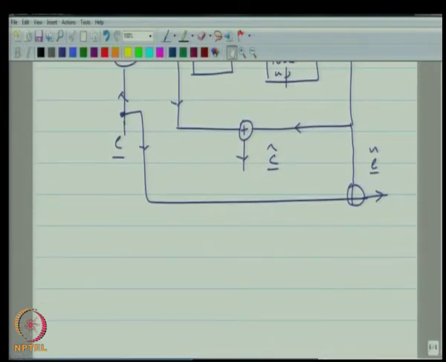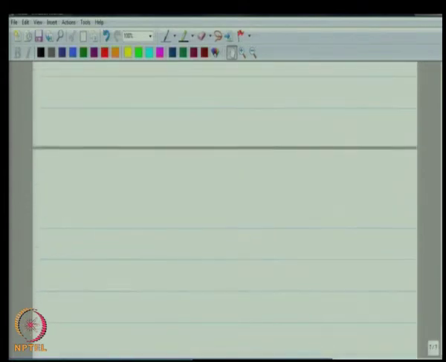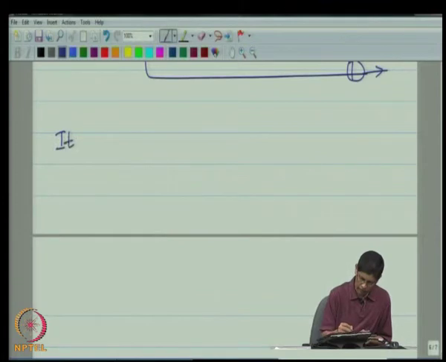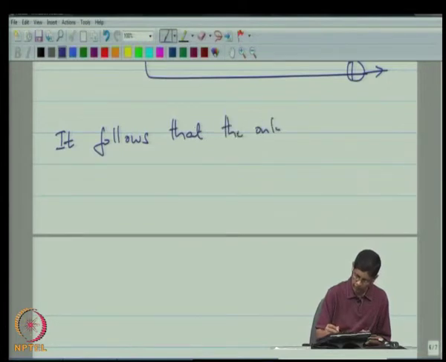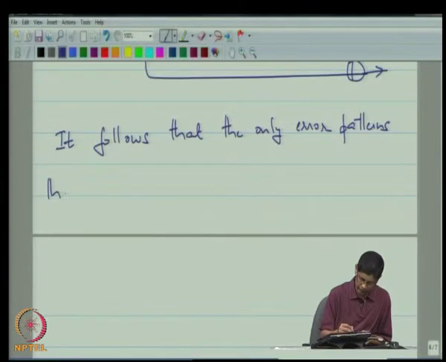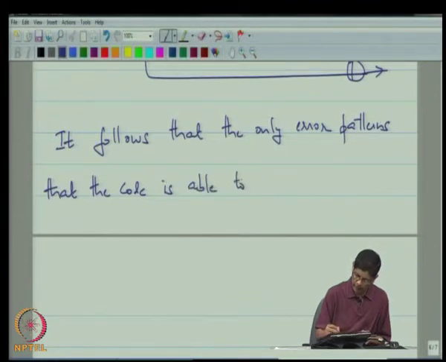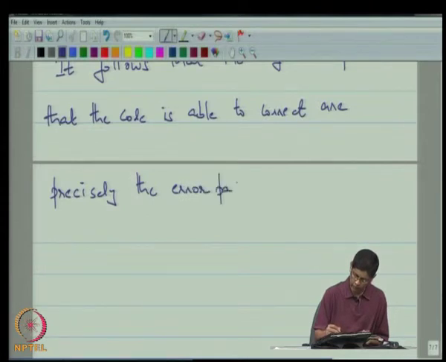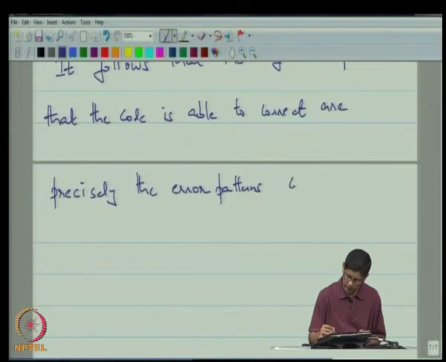So, let us put that down. It follows that the only error patterns that the code is able to correct are precisely the error patterns corresponding to the coset leaders.